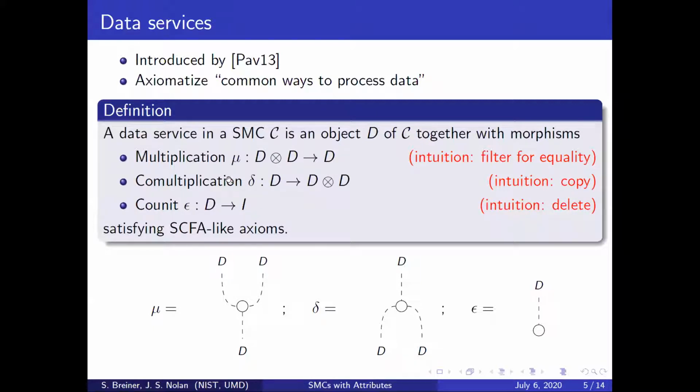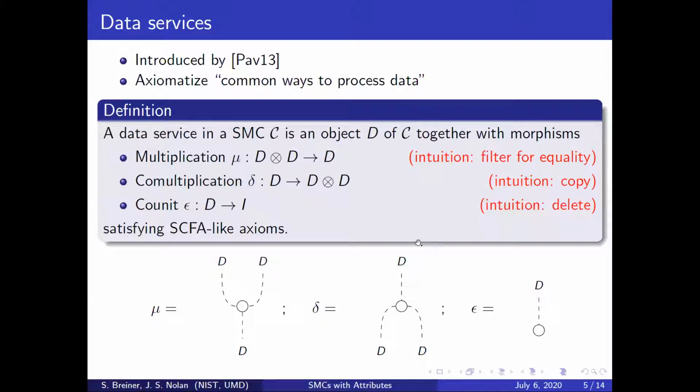And it's an algebraic structure together with a multiplication that intuitively serves as a filtering for equality. So we take in two values right here, and then we check whether or not those values are equal. If they are equal, then we spit out the common value. If they are not equal, then we end up breaking. We say, this plan doesn't work.